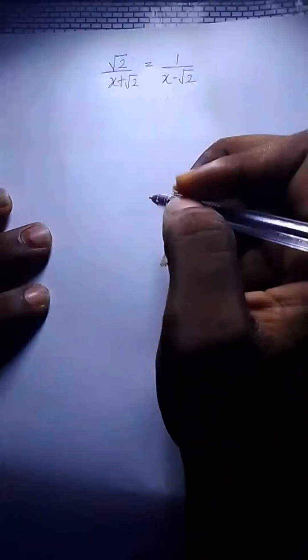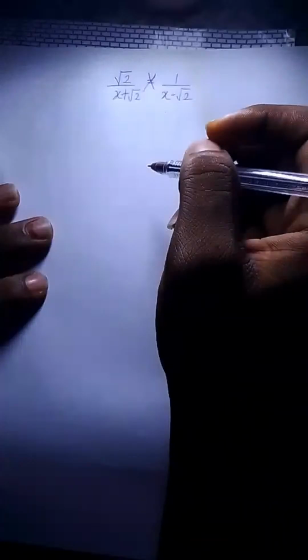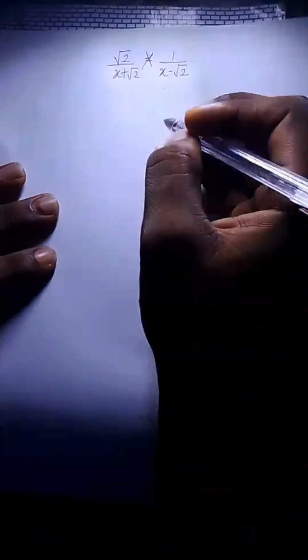The first thing we're going to do here is to cross multiply. That's the first thing we want to do, cross multiply. So when we cross multiply, this multiplies by this and this multiplies by this. So we have root 2 bracket x minus root 2 equals 1 bracket x plus root 2, right?